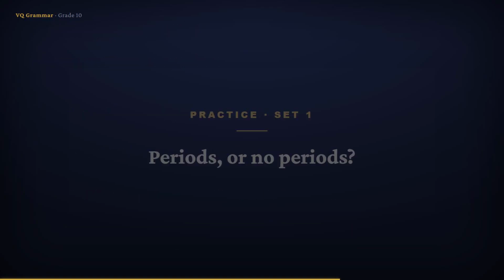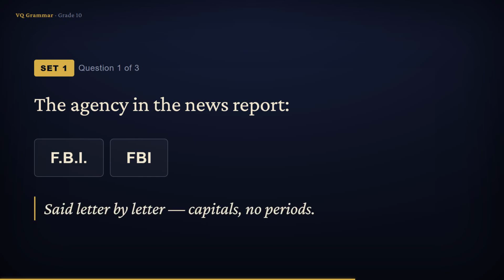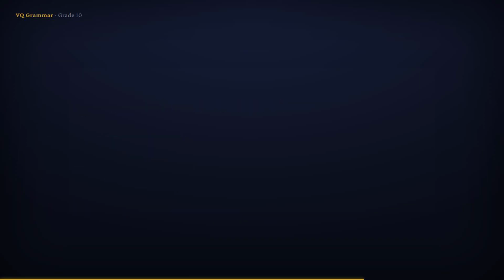Ready to practice? In this first set, I'll show you 2 ways of writing the same abbreviation, and you pick the correct one. Pause the video and choose before I reveal each answer. Which one is right? F period, B period, I period, or plain FBI? This name is pronounced letter by letter, and modern usage strips those periods right out. So the answer is FBI, capital letters with no periods at all.